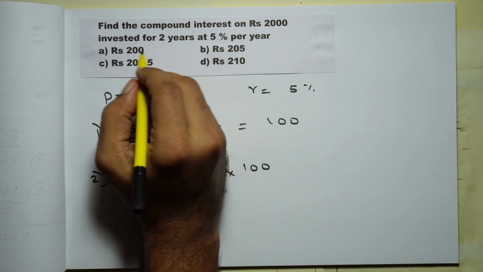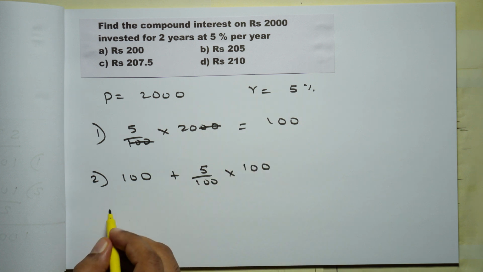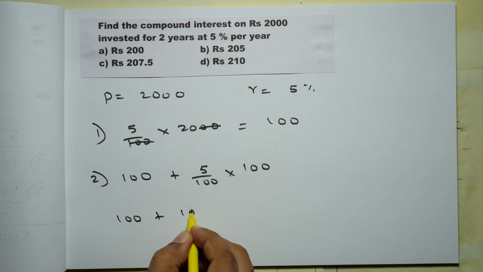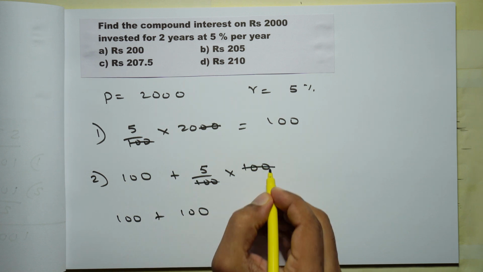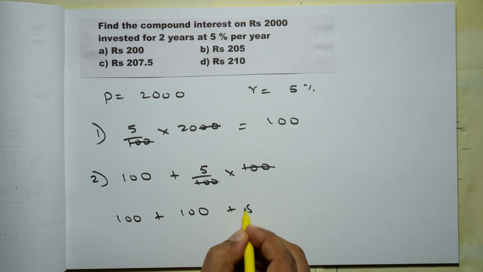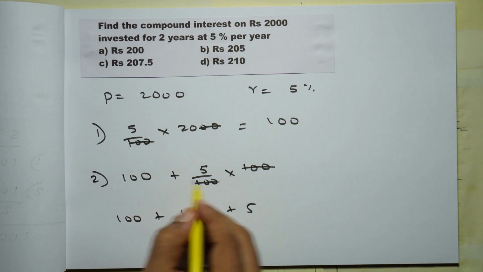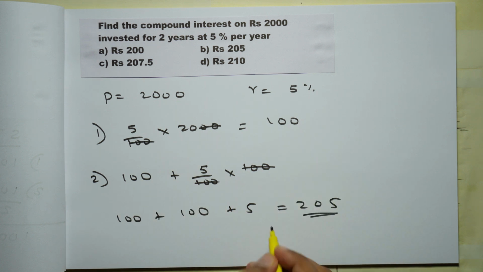So the question is, what is the compound interest for 2 years? So we have to add up all these values. First year it is 100. Second year you will get this 100 and this 5% of this 100 also. 100 and 100 will cancel out. So this is equal to 5. So compound interest for 2 years is 100 plus this 100 plus this 5. So altogether 205. That is the compound interest for 2 years. That is option B.